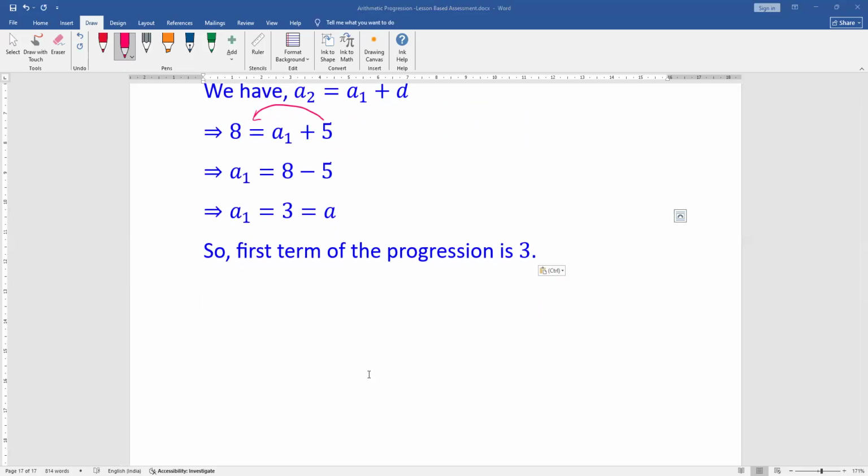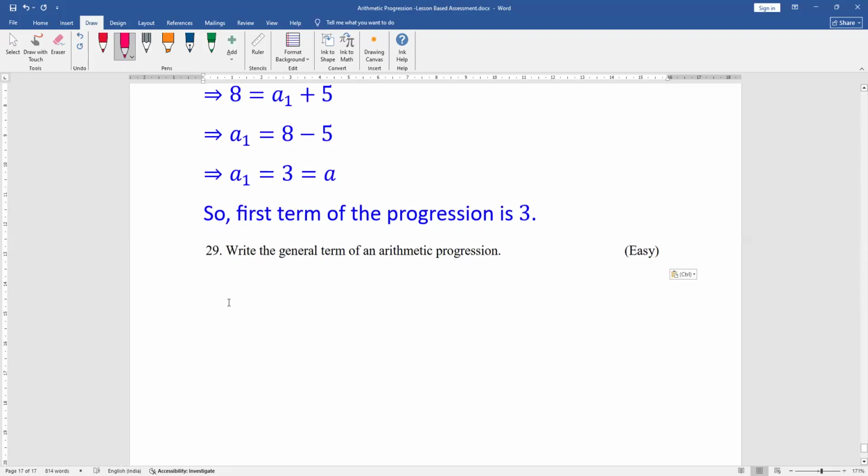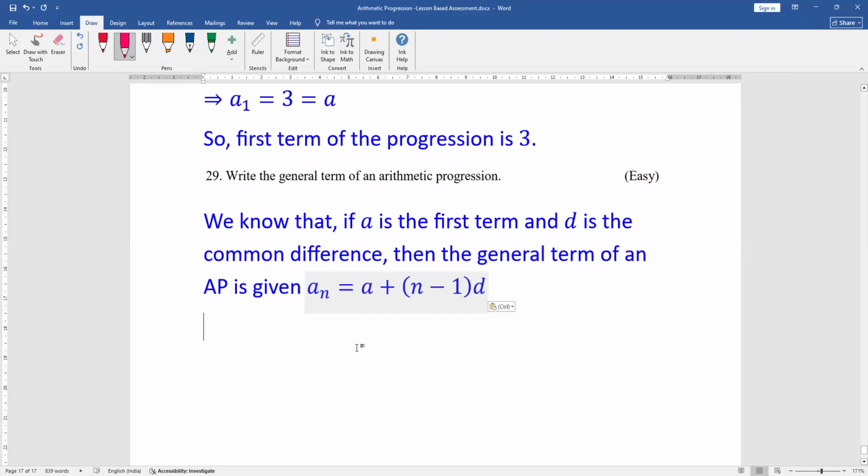I move on to the next question, 29. Write the general term of an arithmetic progression. So now we know that A is the first term and D is a common difference, correct? So the general term of the AP is given by A_n equals A plus n minus 1 into D. Okay, so let me write that. If A equals first term and D is common difference, then the general term of AP is given by A_n equals A plus n minus 1 into D.